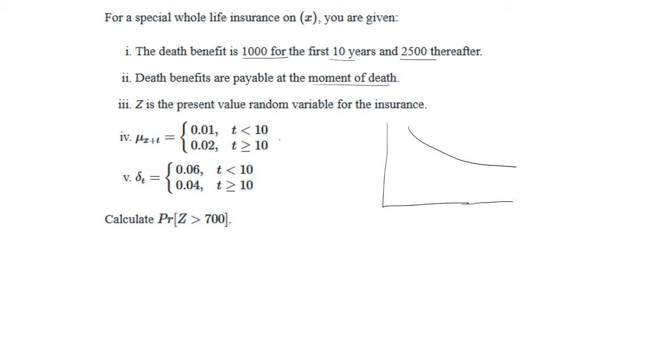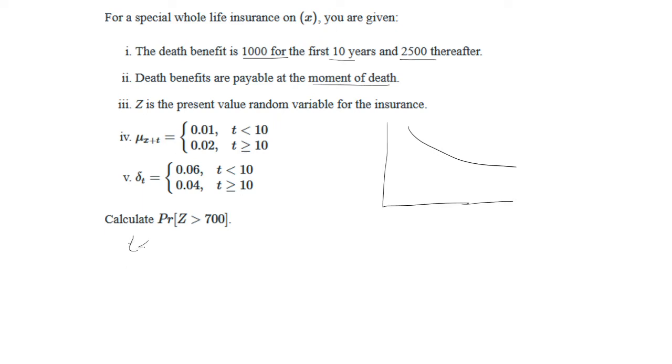One graph is going to be for when t is less than 10. The other graph will be when t is greater than or equal to 10. So you want to consider both cases. So we want to see when the probability Z is greater than 700. First, let's look at it in the first graph.